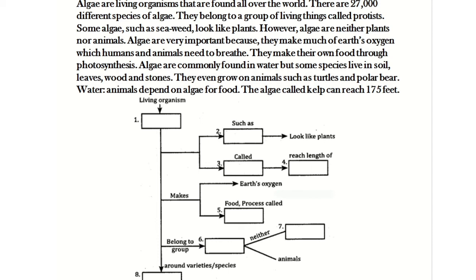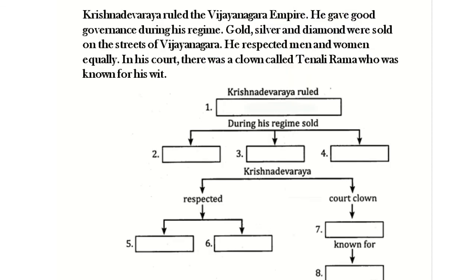Here the living organism we are talking about is algae, such as seaweed which looks like plants, and also kelp, which can reach the length of 175 feet. They make Earth's oxygen and food through a process called photosynthesis. They belong to the group of Protista. They are neither plants nor animals, and lastly the species number about 27,000. So these are the answers for this note making activity.